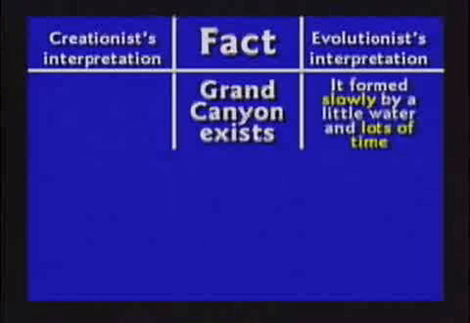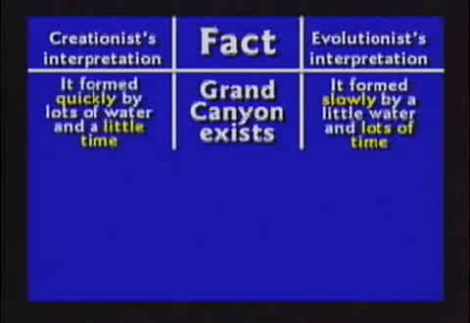Now, there are two interpretations of how it got there. The evolutionists have an interpretation, and so do the creationists. The evolutionist is going to tell you that canyon formed slowly by a little bit of water and lots of time. Millions of years. The creationist is going to tell you, oh, the canyon formed quickly by lots of water and a little bit of time.